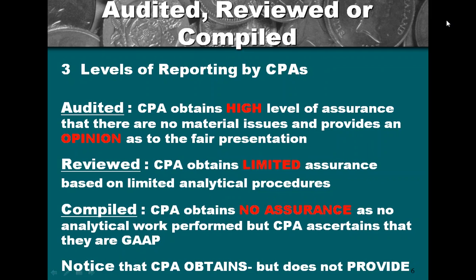The word material is key here. The concept of materiality is very important to accountants. A $2,000 expense in a $50,000 operation might be material. It's a good chunk. It's 4%. Whereas the same expense of $2,000 in a $20 million operation is not material and could be overlooked, unless, of course, there's a pattern that indicates a problem exists systematically. So, what we're saying is that he's obtaining a high level of assurance that there are no material issues and provides an opinion as to the fair presentation.